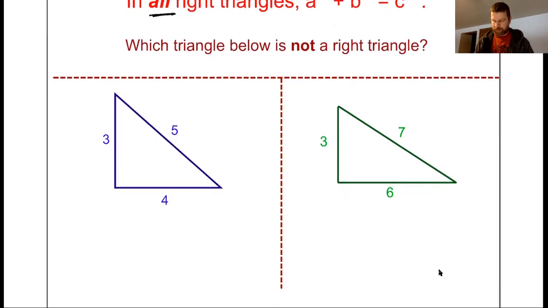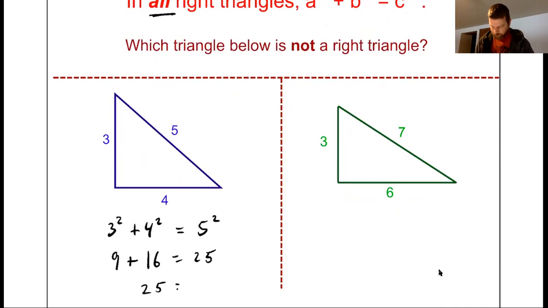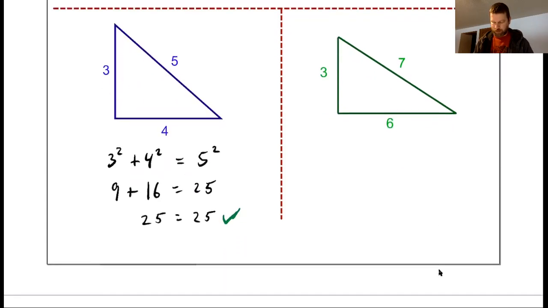So in this case, if the triangle on the left was a right triangle, 3 squared plus 4 squared would have to equal 5 squared. You can put that into your calculator. This ends up being 9 plus 16 is equal to 25. And that is indeed true. 25 is equal to 25. In that case, a squared plus b squared does equal c squared. So this is a right triangle.